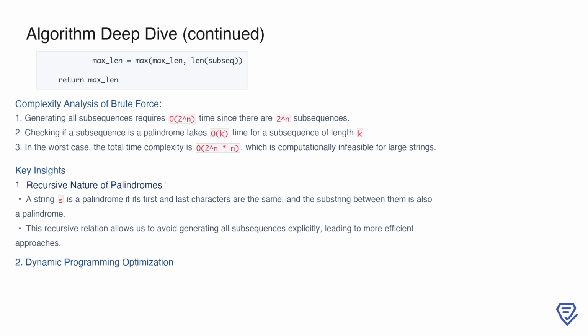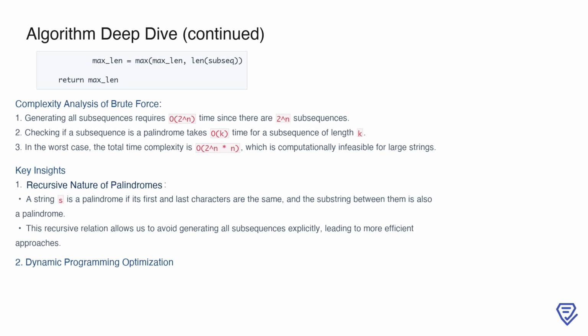Now, let's analyze the complexity of this brute force approach. Generating all subsequences requires O(2^n) time, as there are 2^n possible subsequences for a string of length n. Checking if a subsequence is a palindrome takes O(k) time, where k is the length of the subsequence. Combining these, the worst-case time complexity becomes O(2^n * n), which is computationally prohibitive for larger strings. This leads us to the key insight that palindromes exhibit a recursive nature.